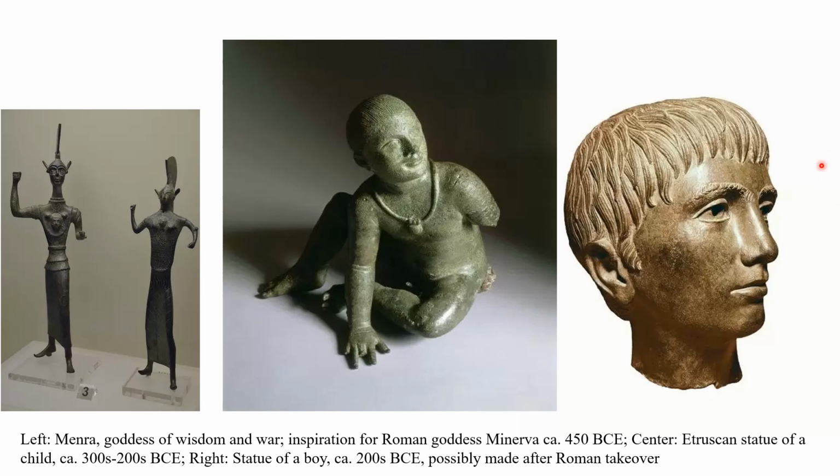It's also possible the last sculpture, which is the sculpture of a boy, may have actually been made after the Romans took control of Etruscan territory and began to force Roman culture on the Etruscans. The Etruscans gave many elements of their culture to the Romans, but in the end, the Romans began to give many elements of their culture to the Etruscans, albeit forcibly.